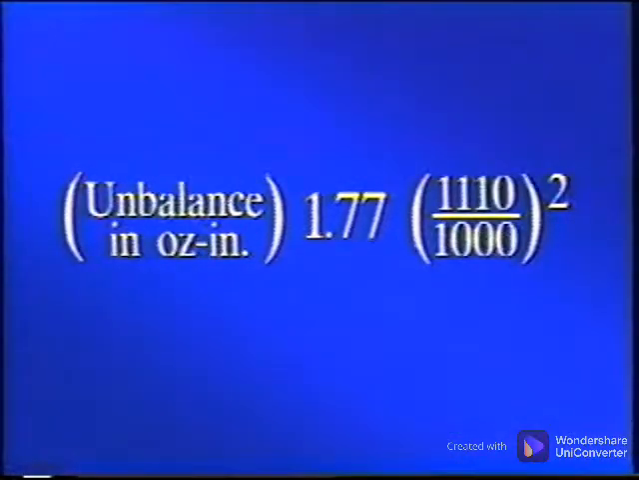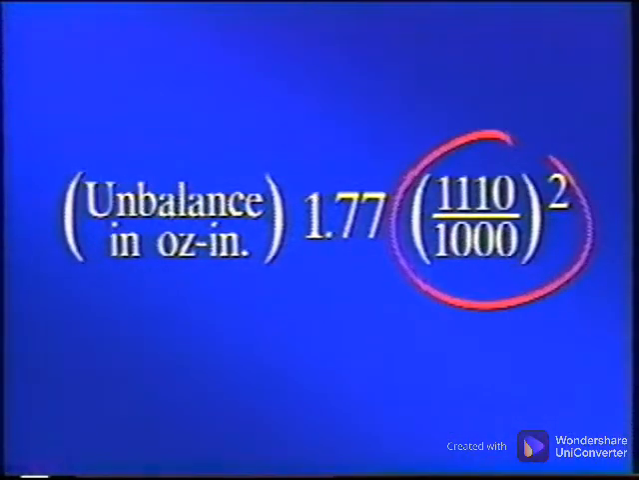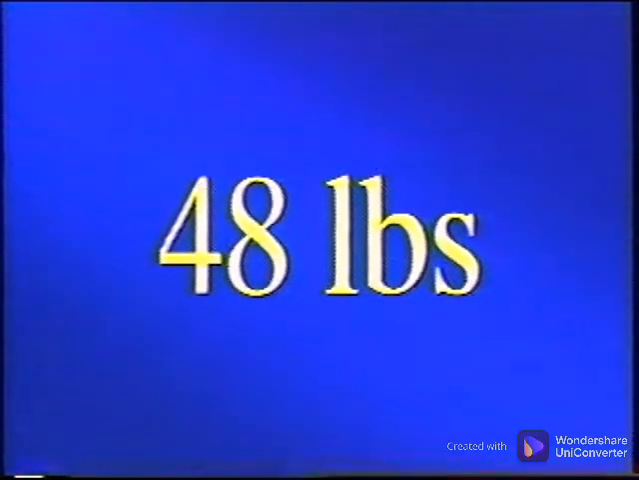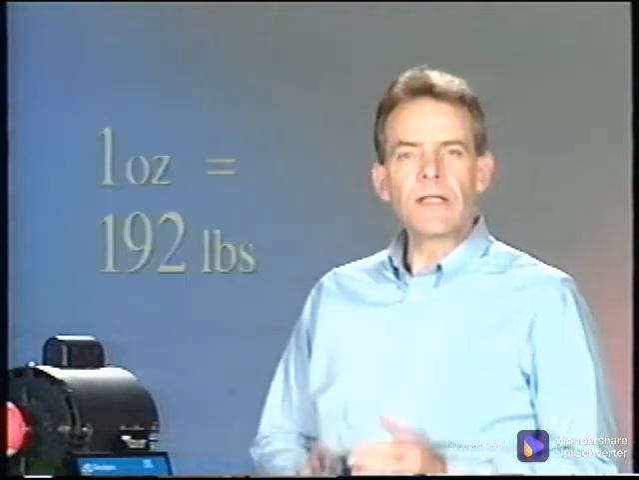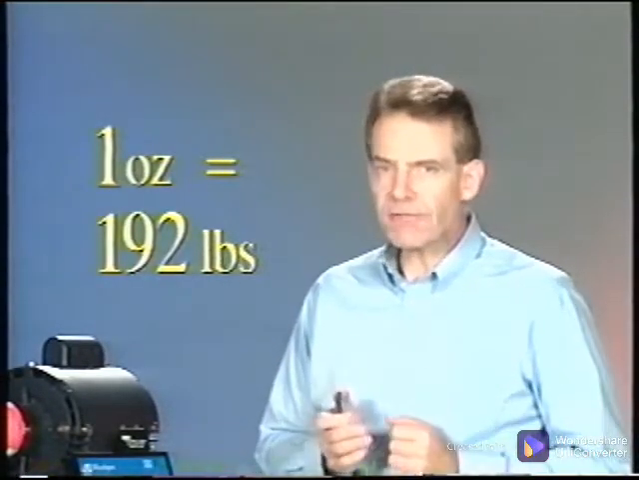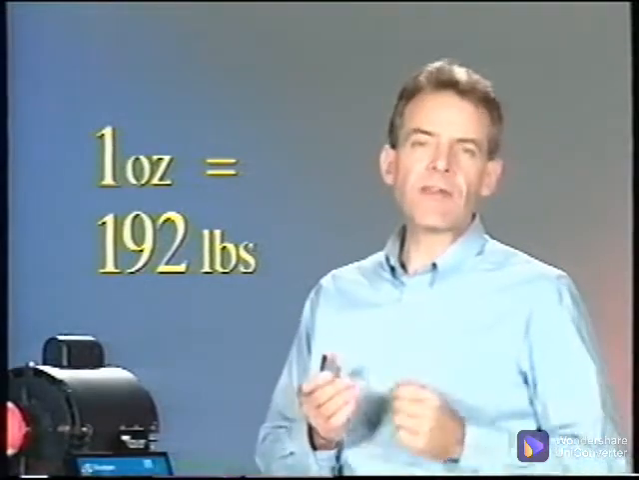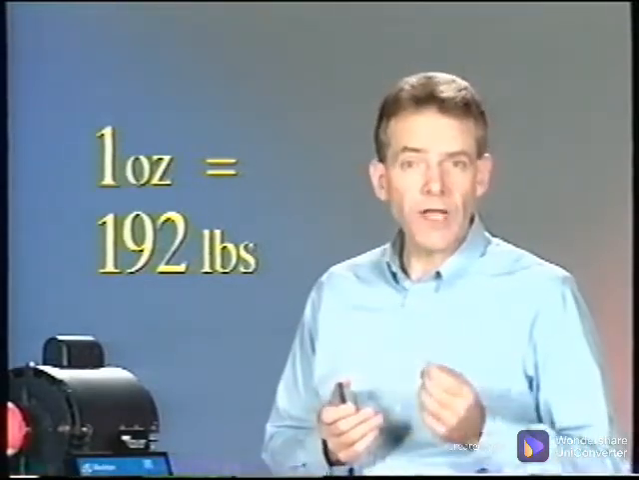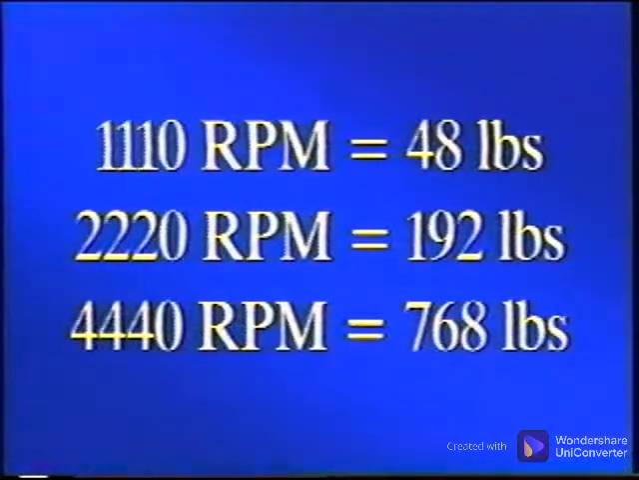If the machine were slowed to 1,110 RPM, the effect of the unbalance would be reduced to less than 50 pounds. At the normal running speed of 2,220 RPM, centrifugal force increased the effect of the unbalanced weight over 3,000 times to equal 192 pounds. Speed, however, is not the only factor that can influence the effective amount of unbalance.